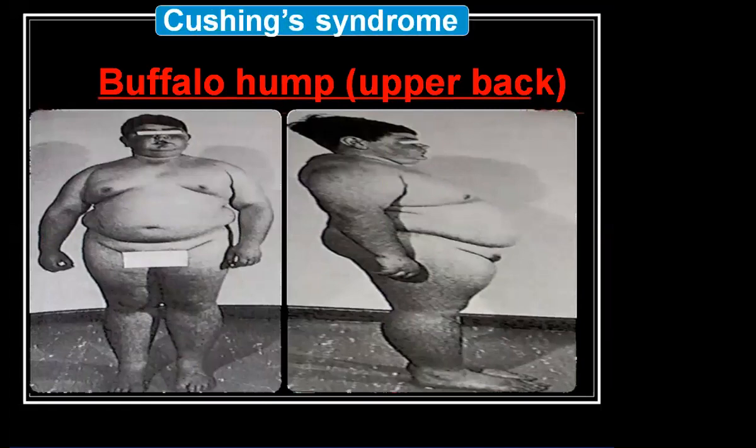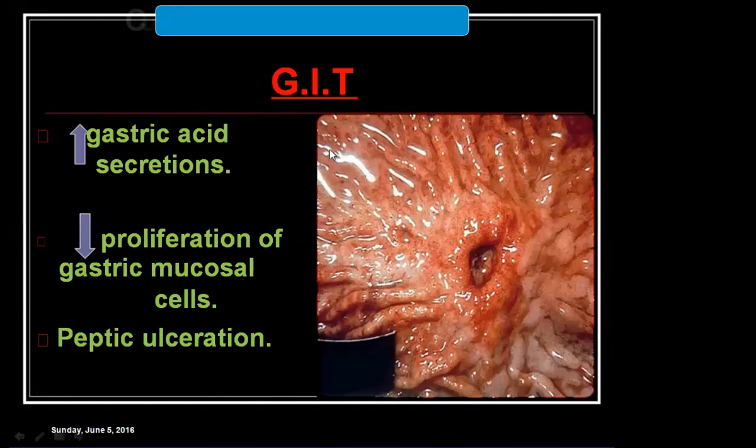Now this buffalo hump is actually not very clearly seen because of his upper limb, but in this particular patient, the buffalo hump is present over the upper back. There will be increase in the gastric acid secretions. At the same time, there will be decrease in the proliferation of gastric mucosal cells, and it will lead to certain such ulcerations. There is breach in the continuity of the epithelium of the gastric mucosa, which will lead to this ulceration. This is known as peptic ulceration, also seen in many patients of Cushing's syndrome.